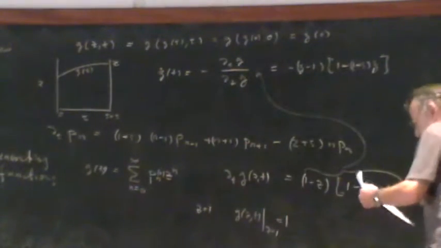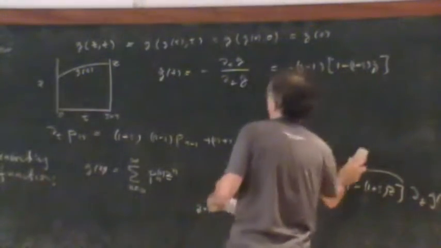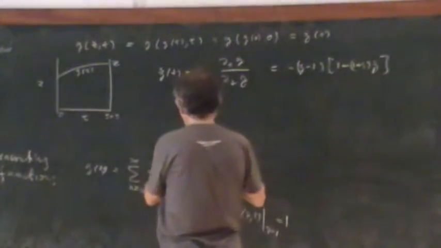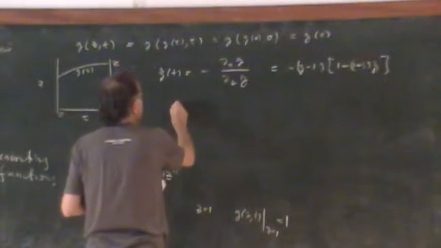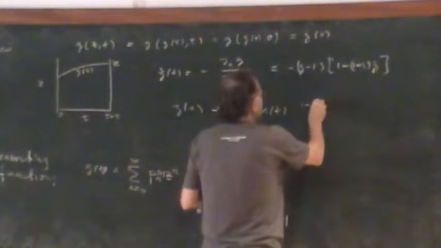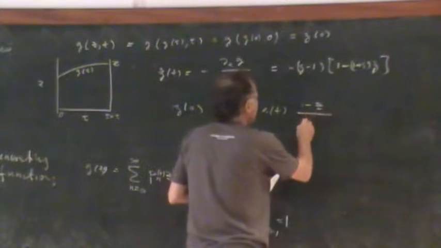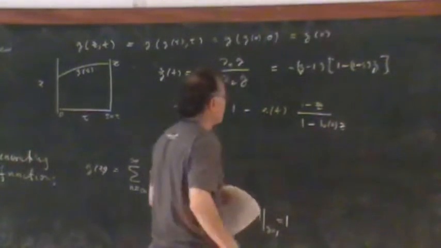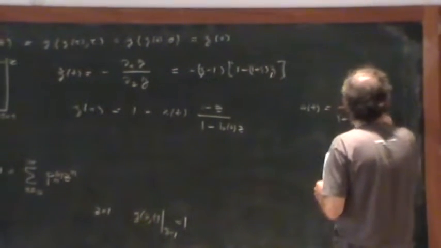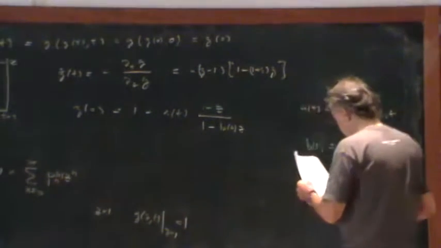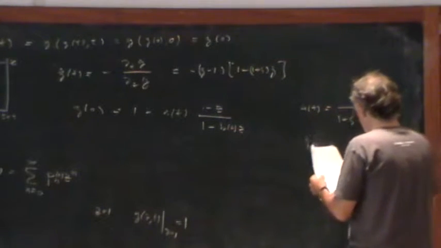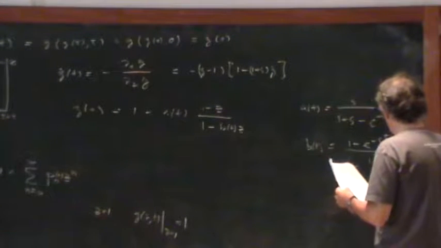We solve it, we get an answer. So I'm going to write down the answer. The answer has the form 1 minus a of t, 1 minus z, 1 minus b of t of z, and a of t is equal to s over 1 plus s minus e to the minus st, b of t is equal to 1 minus e to the minus st, 1 minus, lots of exponentials, but it's not so bad.